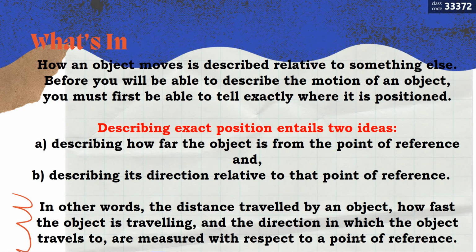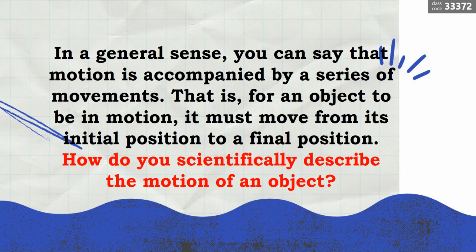In other words, the distance traveled by an object, how fast the object is traveling, and the direction in which the object travels to are measured with respect to a point of reference. In a general sense, you can say that motion is accompanied by a series of movements. That is, for an object to be in motion, it must move from its initial position to a final position. And the question is, how do you scientifically describe the motion of an object?